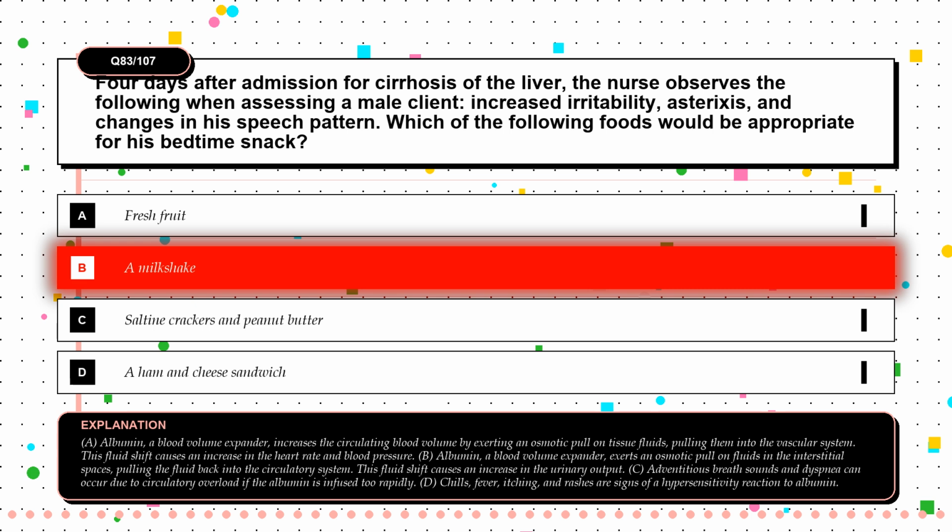C. Adventitious breath sounds and dyspnea can occur due to circulatory overload if the albumin is infused too rapidly. D. Chills, fever, itching, and rashes are signs of a hypersensitivity reaction to albumin.